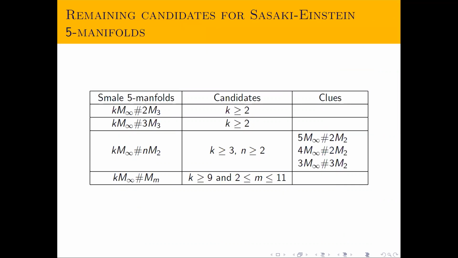So let me extract the remaining case. This is the remaining candidate, which possibly allows the Sasaki-Einstein metric. So this is the case, and this, and this. But there are some small pieces which show that some 5-manifolds among these can allow the Sasaki-Einstein metric. So here, blue means that these 3 allow the Sasaki-Einstein metric.